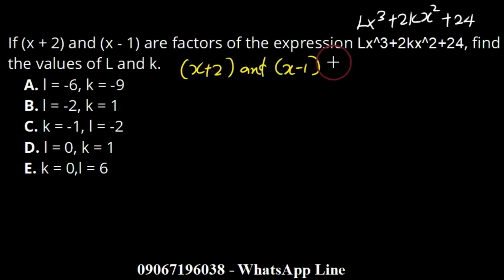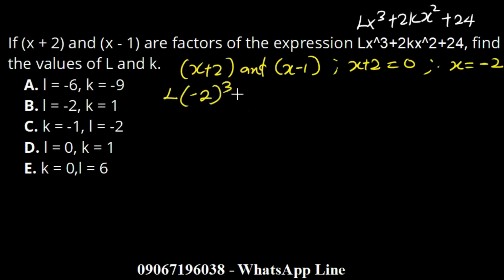So what does this mean? It means that x plus 2 will be equal to 0, and therefore x will give us minus 2. So this is going to be our first factor, and we need to use this to write an equation. Remember, it has to be equal to 0. So this is going to give us L, remember we're looking for L, so x is minus 2: L times minus 2 to the power 3 plus 2k times minus 2 to the power 2 plus 24, and this is equal to 0.